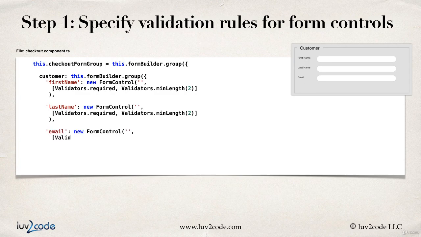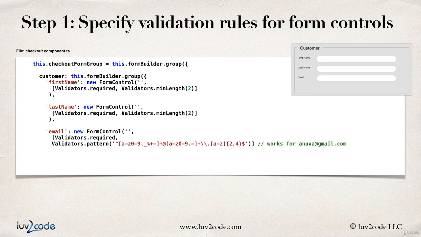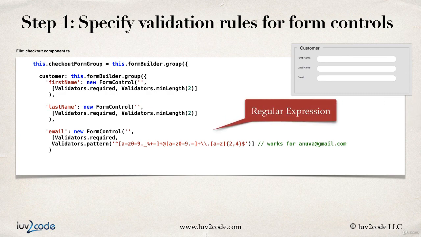For email address, we'll change things up slightly here. We have the Validators.required. However, we'll make use of Validators.pattern, so we'll pass in a regular expression to check on the email format. This expression here will work for an example like anava@gmail.com.